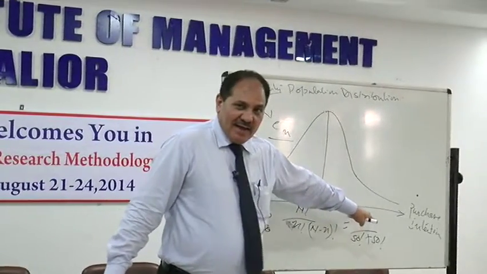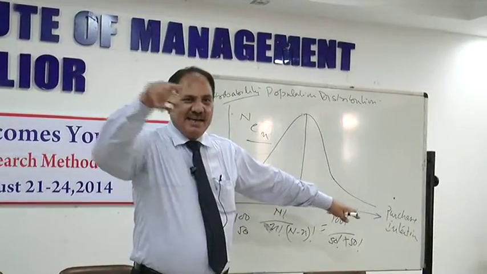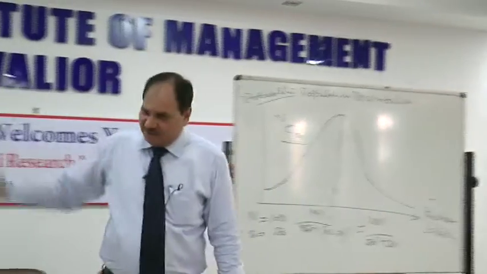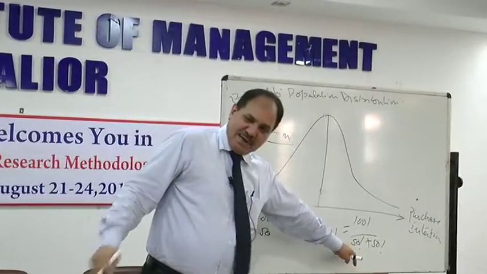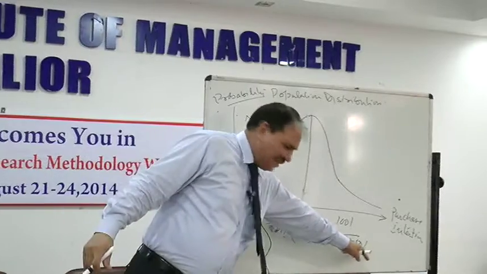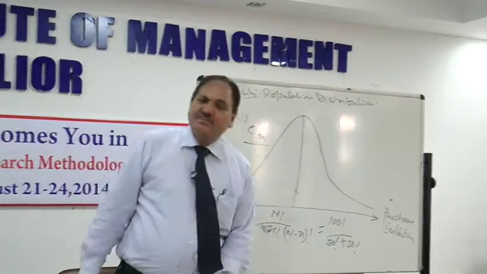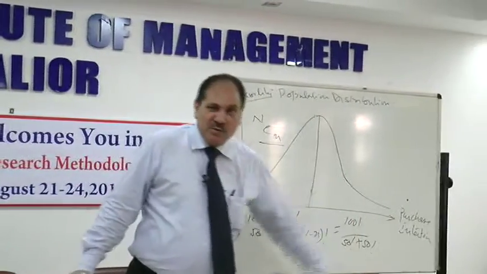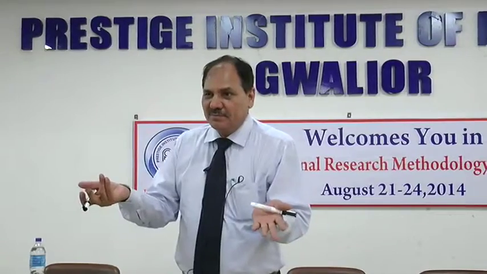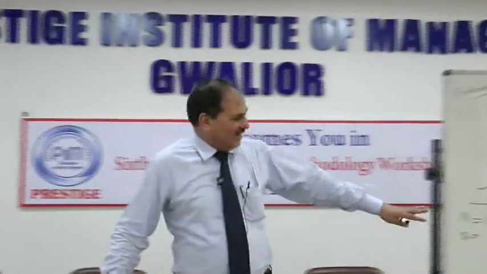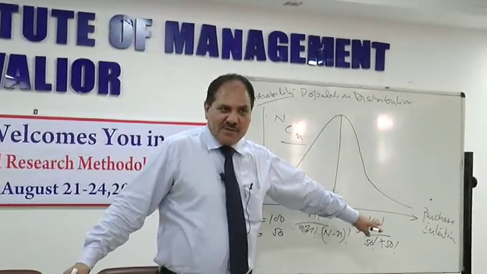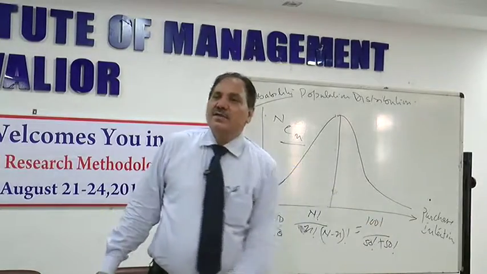This 100 factorial is 100 multiplied by 99 multiplied by 98 up to 1. This is 50 multiplied by 49 up to 1, and this is again 50 multiplied by 49 up to 1. This value will be very, very large, in millions. Right? When you calculate this value, it would come out to be very, very large.